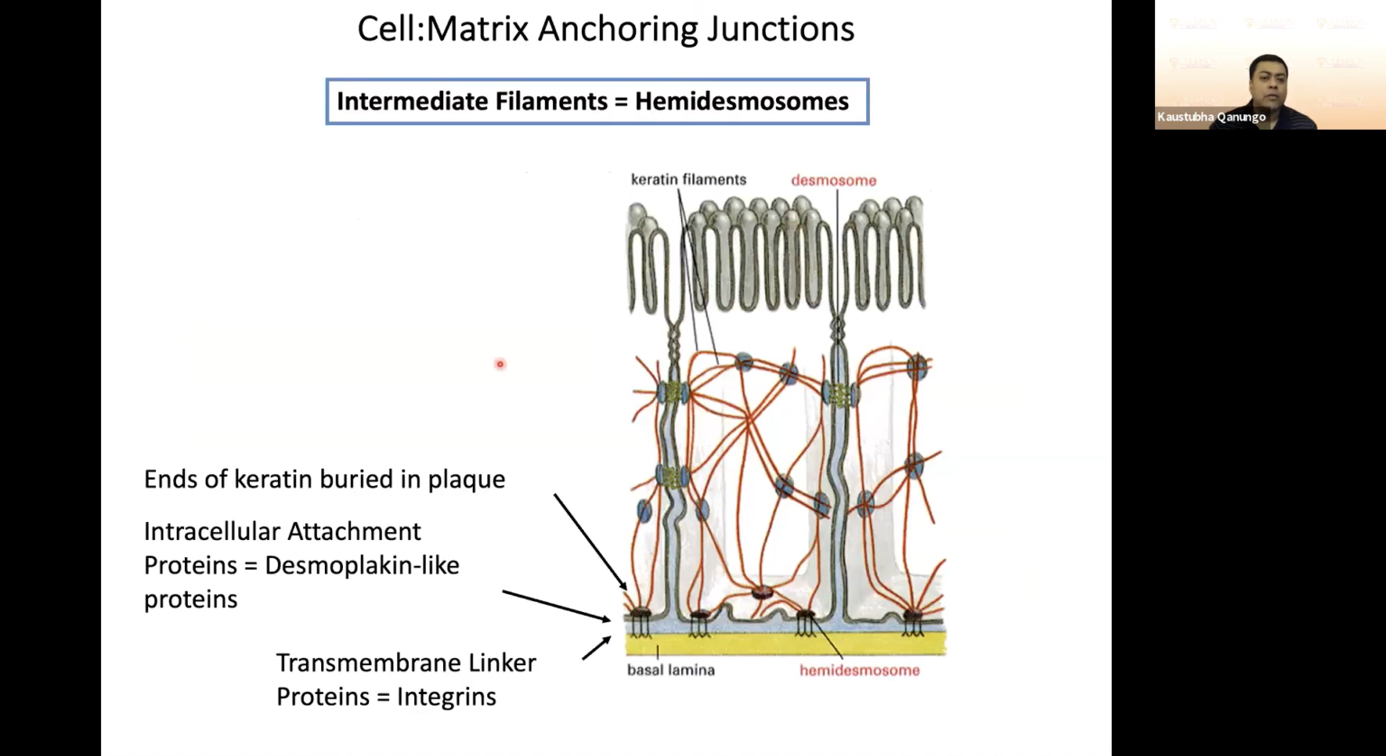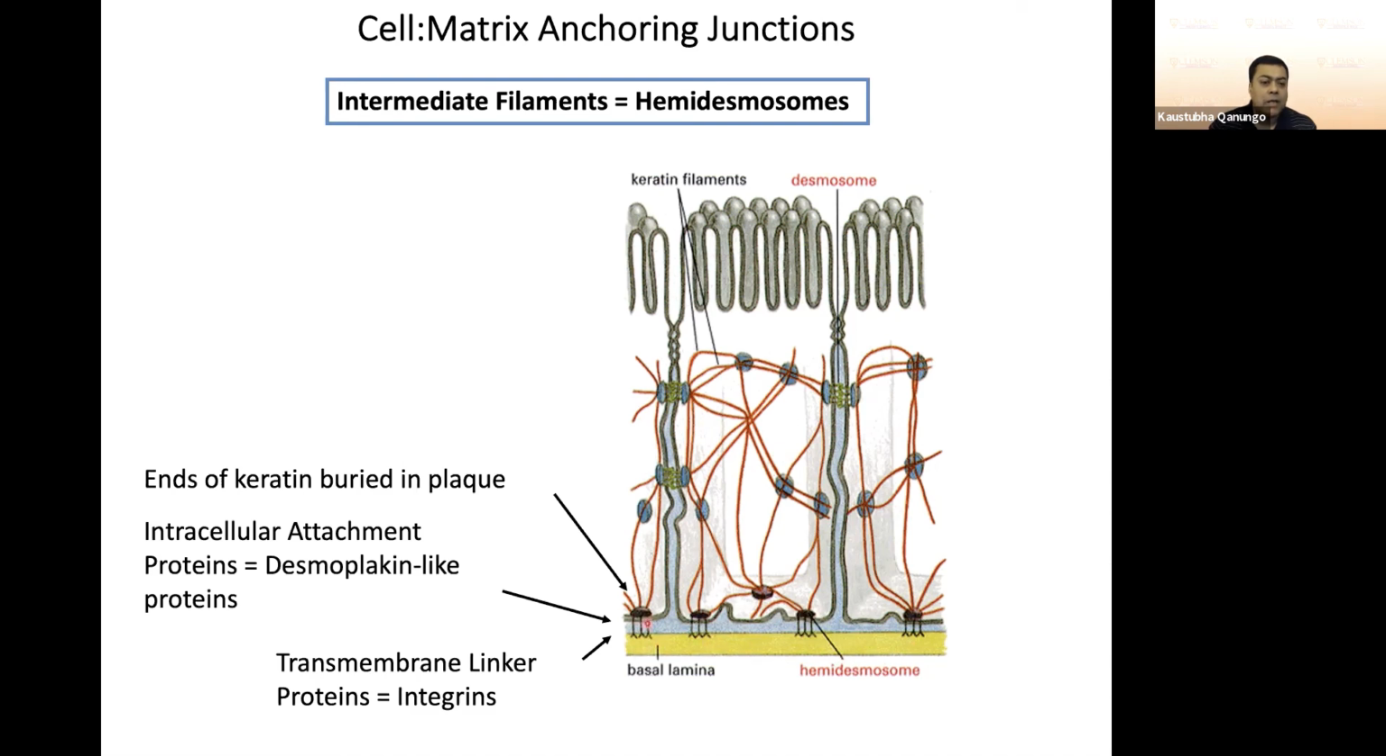So the next what we are looking at is the hemidesmosome. So the hemidesmosomes, on the other hand, are structurally very similar. The only difference right here is that the desmosomes are in between the cells, whereas the hemidesmosomes are connecting the cell with the basal membrane, the basal lamina or the basement membrane.